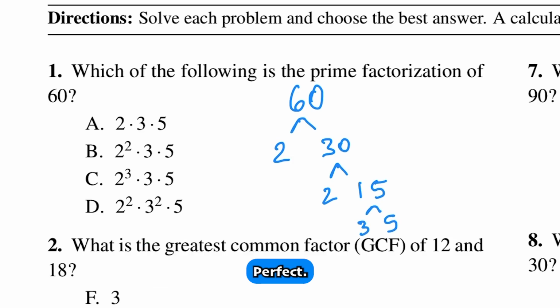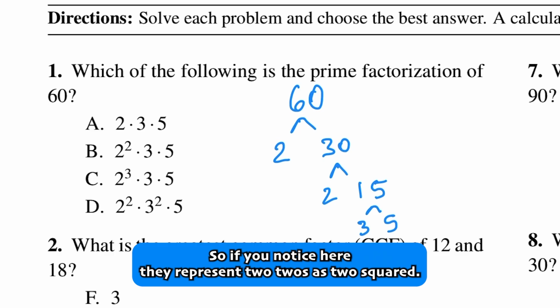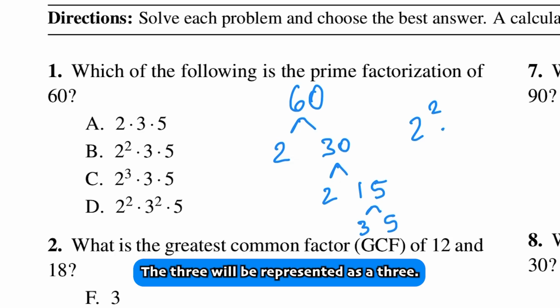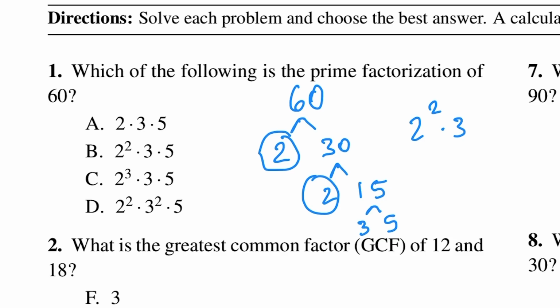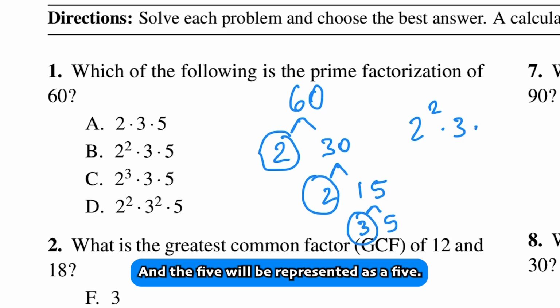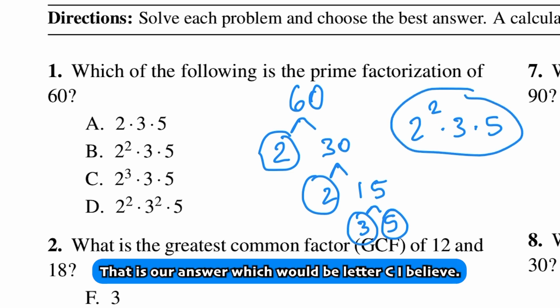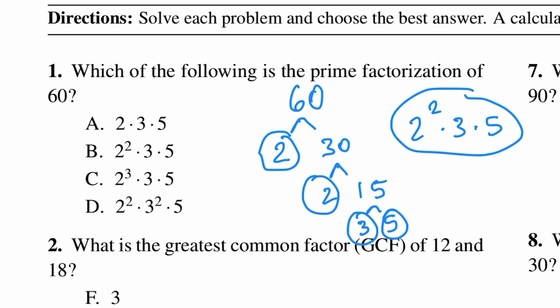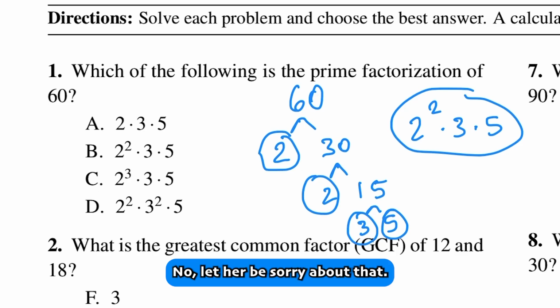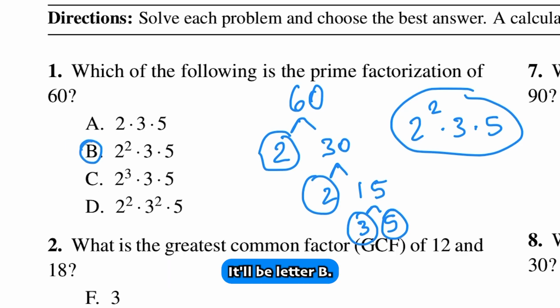Perfect. So if you notice here, they represent 2 2's as 2 squared. The 3 will be represented as a 3. And the 5 will be represented as a 5. That is our answer, which would be letter C, I believe. No, letter B. Sorry about that. It'll be letter B.